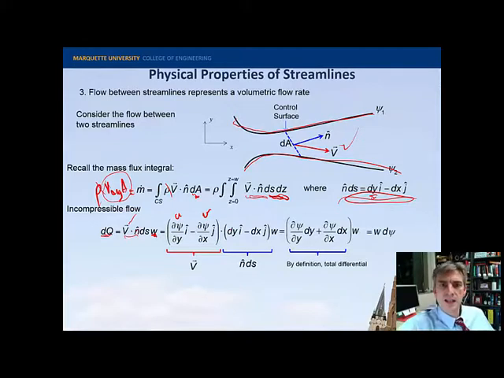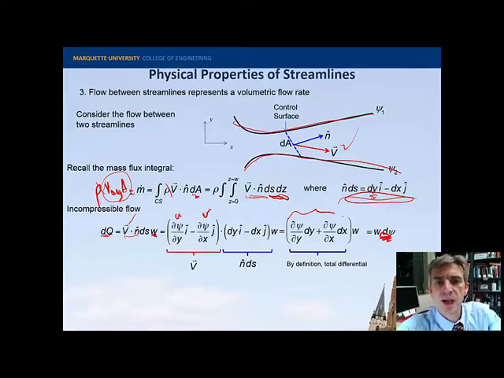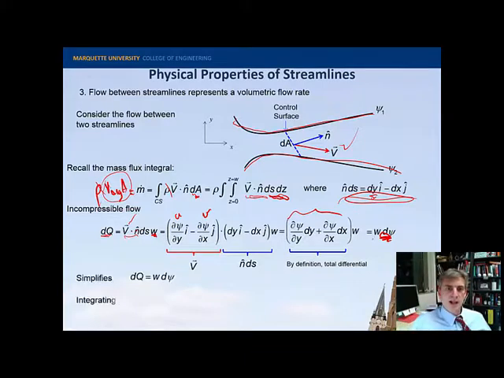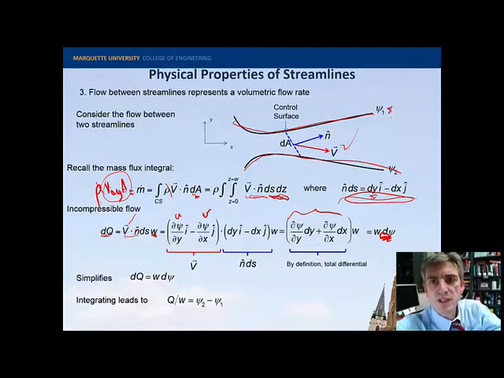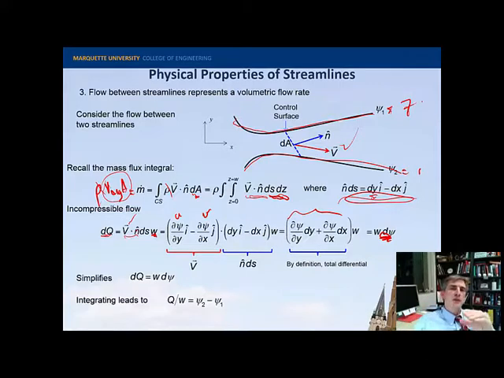And then I recognize that this inner term here is by definition the total derivative of psi, right? This guy right here, this is by definition the total derivative of psi. So that's from your calculus days. And this w is per unit width into the board. So what I've really got is an expression that says dq equals w d psi, which integrates to q divided by w equals the change in psi. So that means that the difference in the value of the stream function represents the volumetric flow rate through that stream function per unit width into the board.